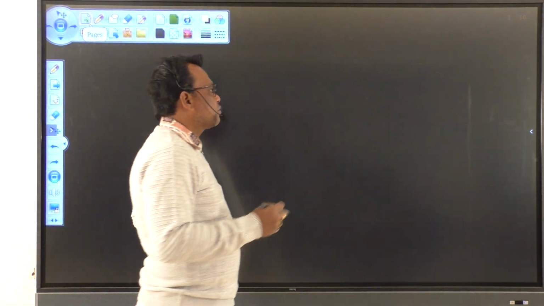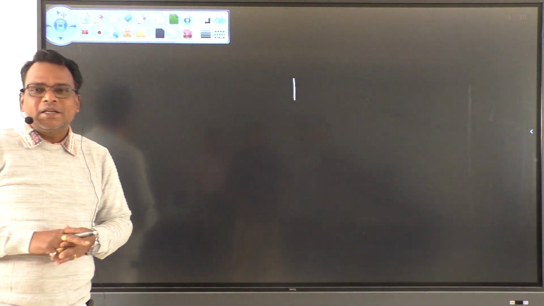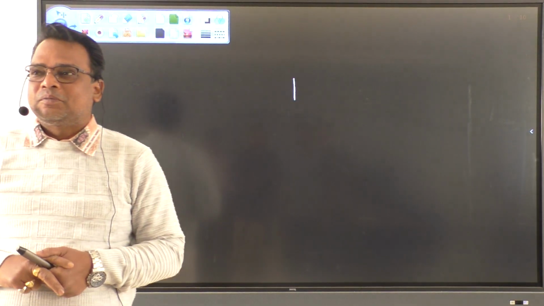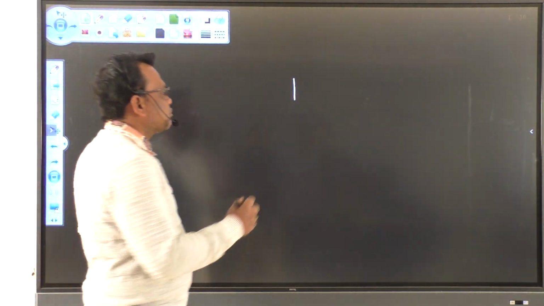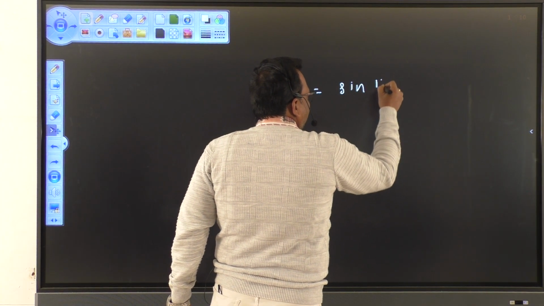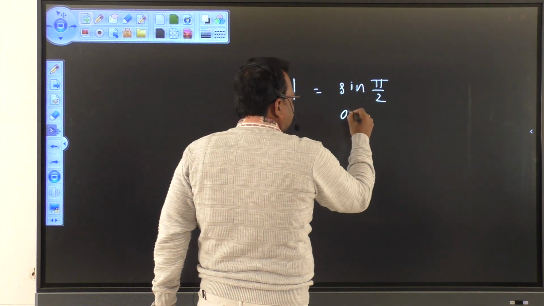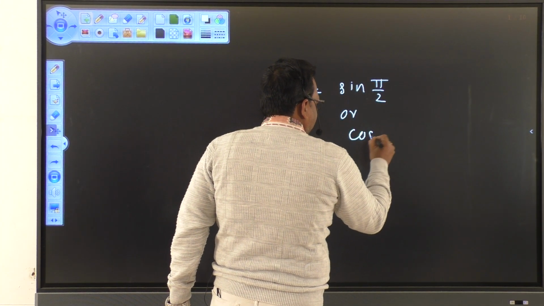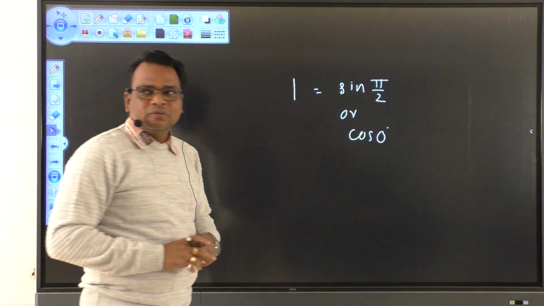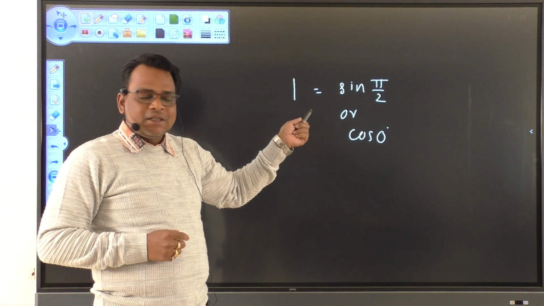Before that, suppose one number is 1. I will take the number 1. So what is the trigonometric form of this number? Can I write this 1 is equal to sine pi by 2, or cos 0? So these are the trigonometric forms of this real number 1.